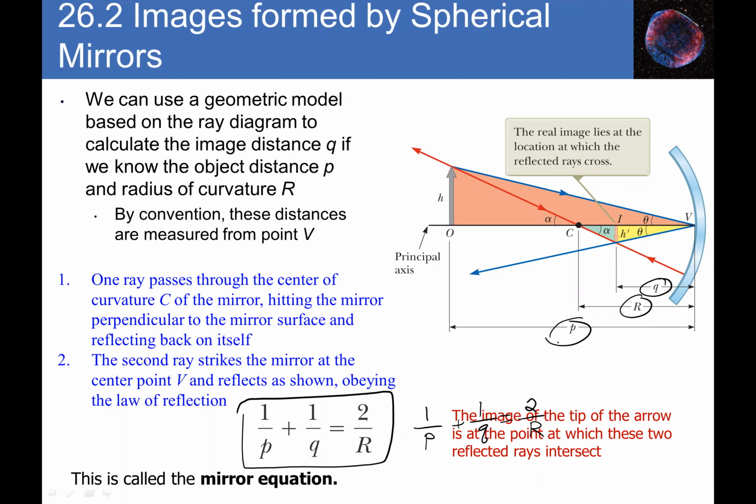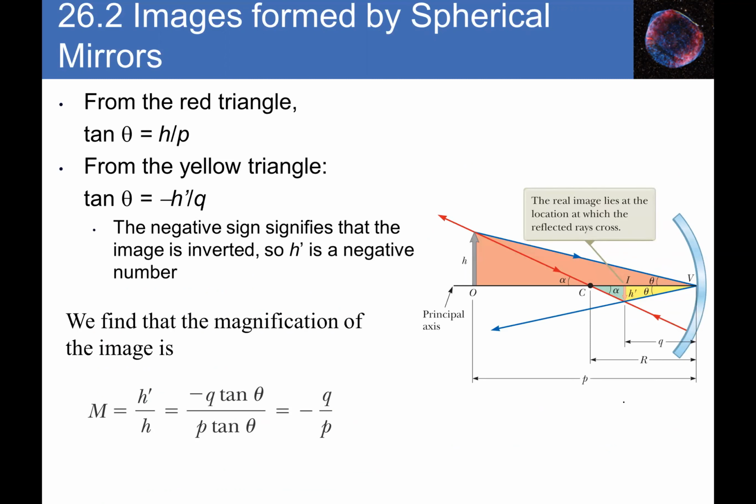All right. So what we have here is the image of the tip of the arrow at the point at which these two rays intersect. Now here we use a little geometry to break it down into two triangles, right? There's one triangle here with alpha, which is the same alpha on the other side, and then a theta over here with the second triangle. But you don't have to worry so much about the derivation.